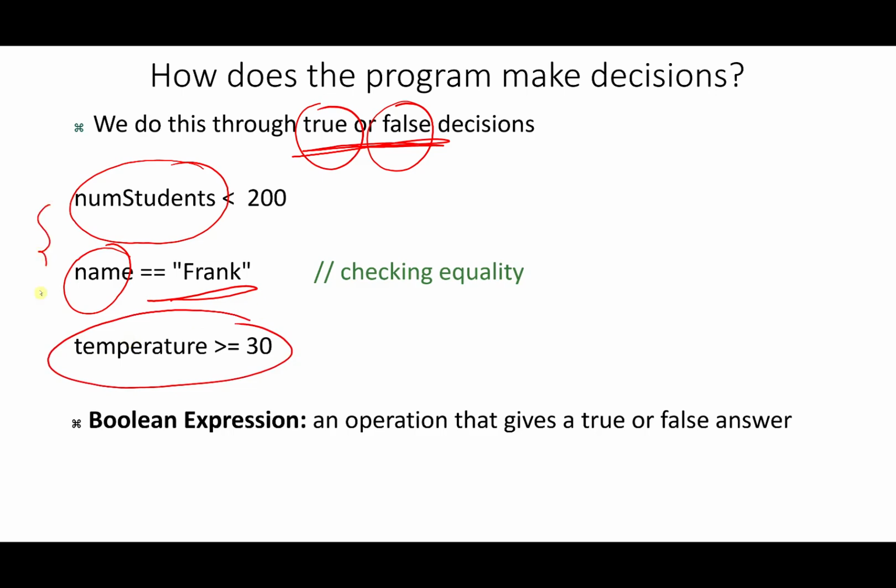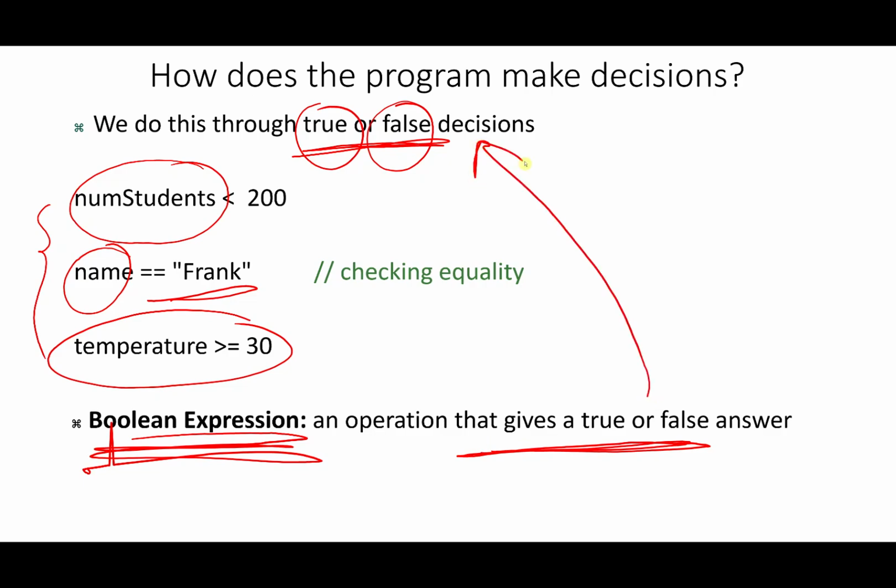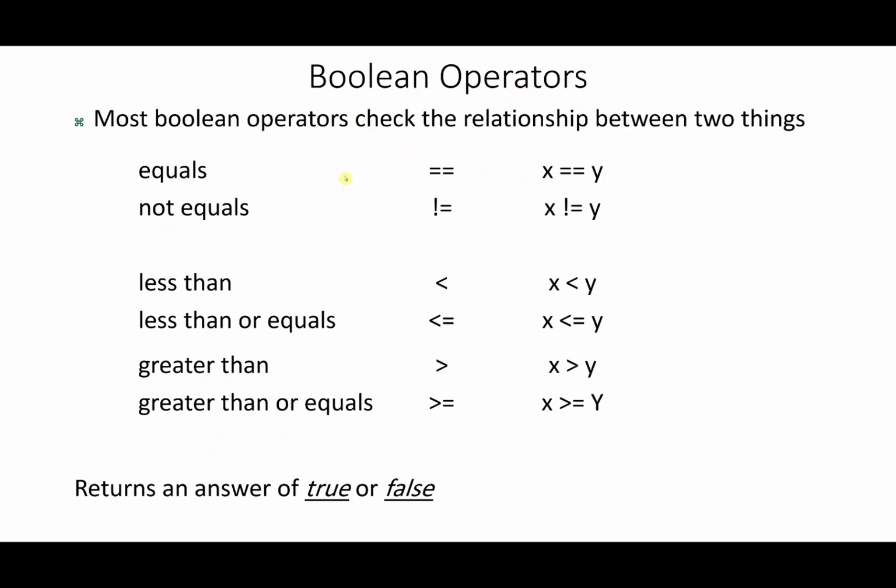So all three of those, we are saying that using those Boolean expressions, you can give either a true or false answer to make a decision in a program. So saying that again, a Boolean expression is an operation that gives a true or false answer. And the Boolean expression helps you in making decisions. And this is what we are aiming for today.